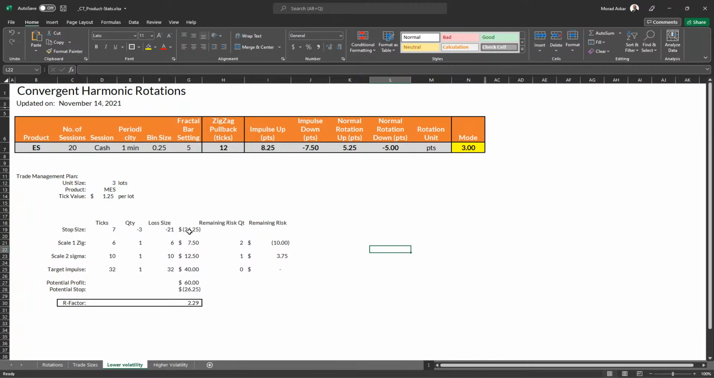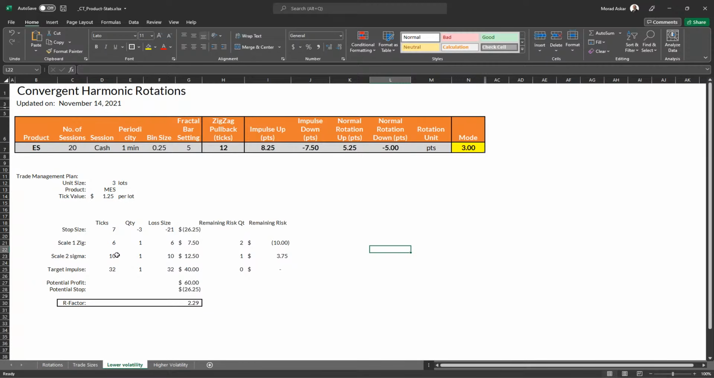Originally my risk on the trade was $26.25 plus commissions and fees, okay? But as soon as I get a scale out, my risk is now just $10. That's a huge improvement, right? That's a 62% improvement in risk. That's having a positive risk skew, or skewing the risk to your side, is another way of saying it. So just the one scale out, now I can hang on to 2 contracts and my overall risk is $10 versus $26.25.